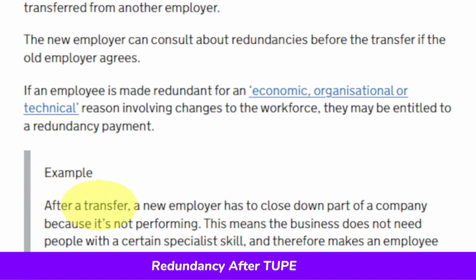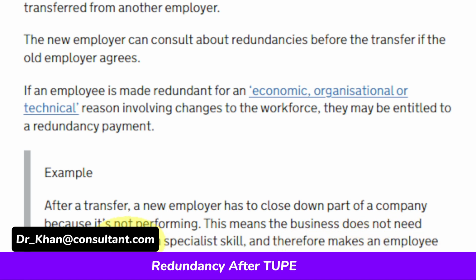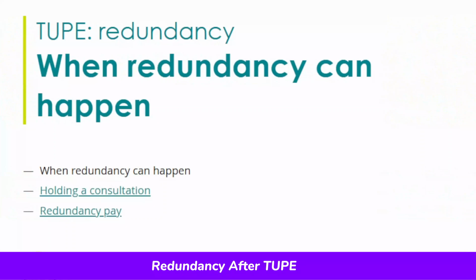After a transfer, a new employer has to close down part of a company because it's not performing. This means the business does not need people with a certain specialist skill and therefore makes an employee redundant. The employee could be entitled to a redundancy payment. Now let's try to understand TUPE redundancy guidance from ACAS.